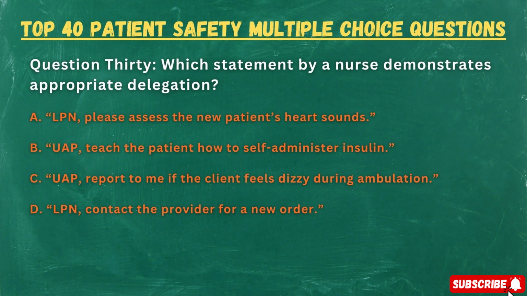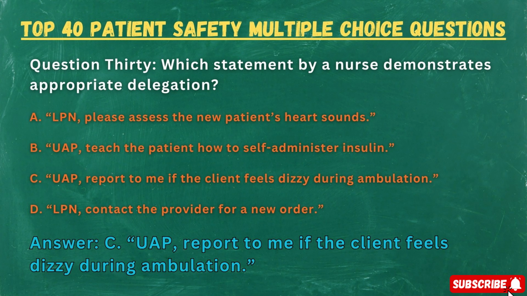Question 30. Which statement by a nurse demonstrates appropriate delegation? A. LPN, please assess the new patient's heart sounds. B. UAP, teach the patient how to self-administer insulin. C. UAP, report to me if a client feels dizzy during ambulation. D. LPN, contact the provider for a new order. Answer. C. UAP, report to me if the client feels dizzy during ambulation.